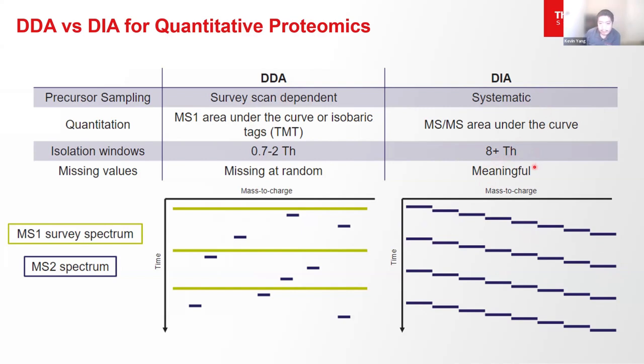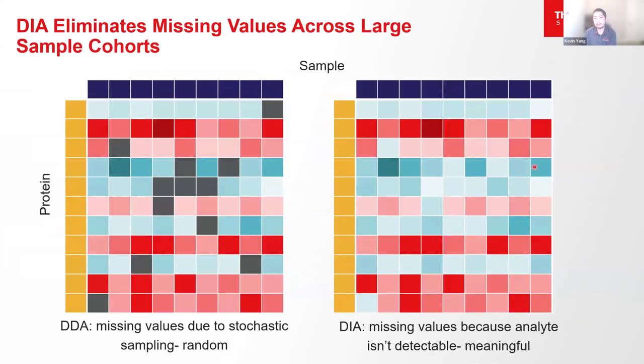Another difference between DDA and DIA is the missing value. So in DDA, you will have missing values at random, but the missing value in DIA is often meaningful. Let's use this toy example of a 9-sample study with 11 proteins as an example. So in DDA, you might get a missing value. That could be because the sample is so low, or it just happened to not be sampled in this run, in this sample.